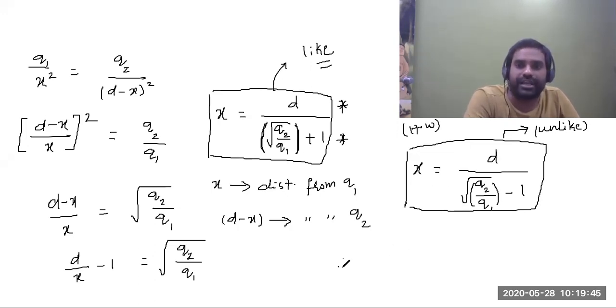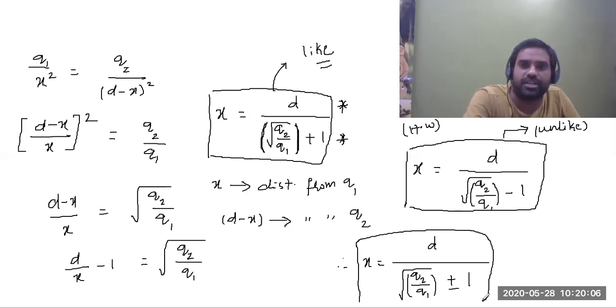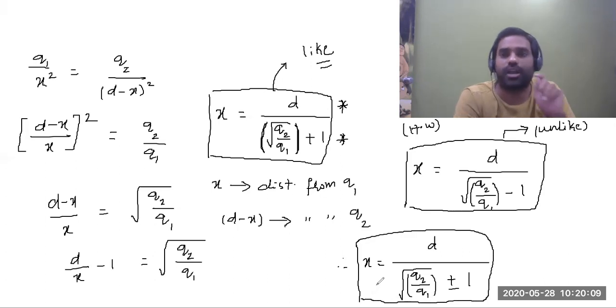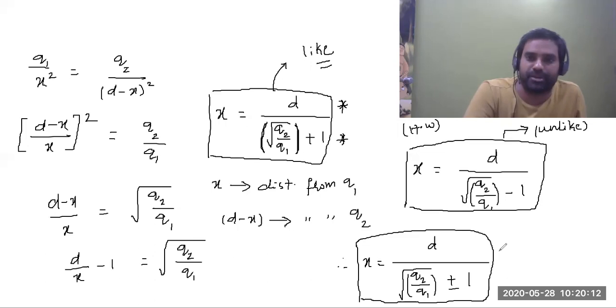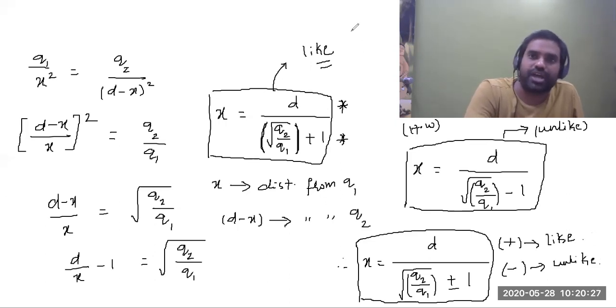So therefore, in general, for remembering it easily, you can write like this. The distance of the null point is X is equal to D by (under root Q2 by Q1 plus or minus 1). This is a common formula for finding the position of the null point from the smaller magnitude of the charge. That is to be remembered compulsorily, students. Plus is used for like charges, and minus is used for unlike charges.